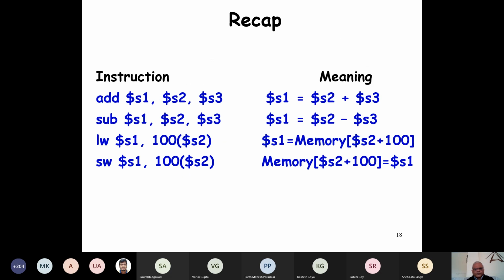Now to recap, we have the source operands. The last two are the source operands. The first one is the destination operand. Add, subtract, and we have load word where 100 is the offset and S2 is the base. We add S2 to 100 and then get that from the memory into S1. Similarly, store word, we have the base register and the offset.